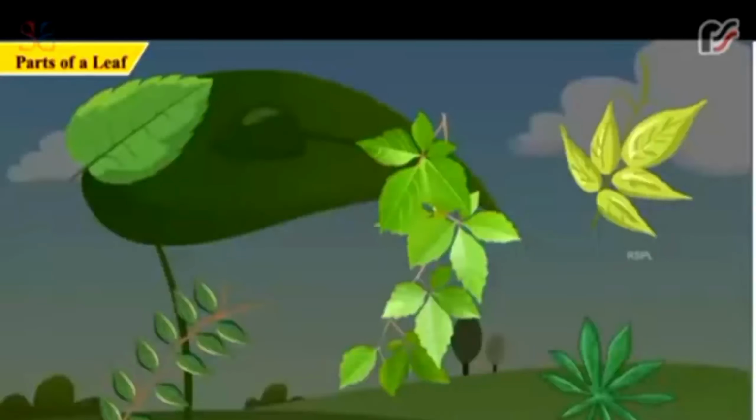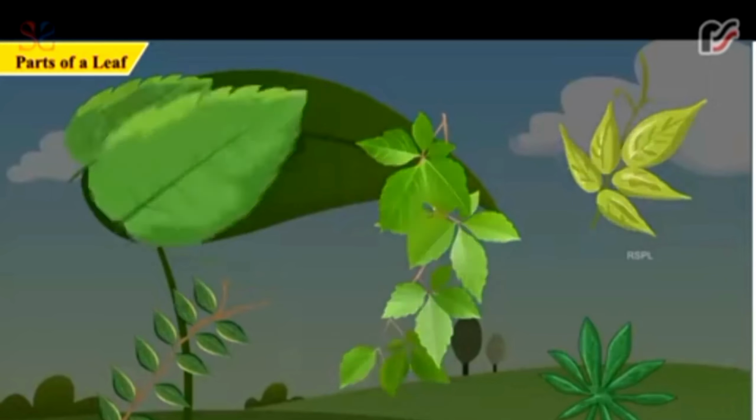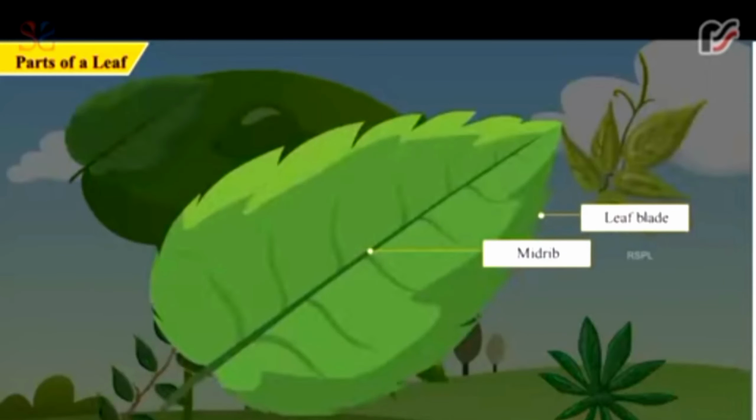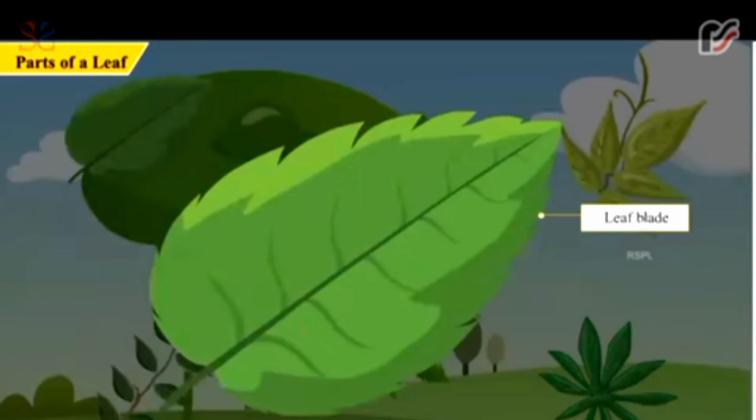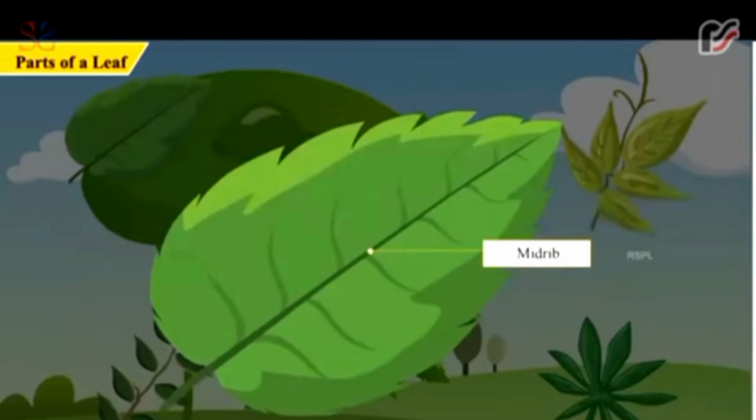Green plants are autotrophs. Living things that depend on others for food are called heterotrophs. Animals and human beings are heterotrophs. In plants, the leaf helps to make food. Let us study about the parts and functions of a leaf.